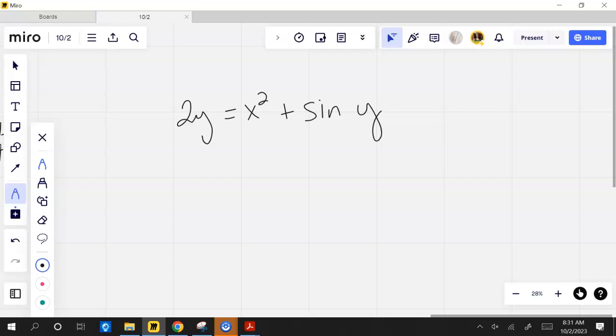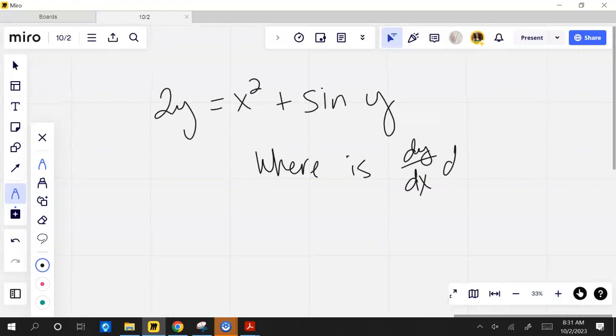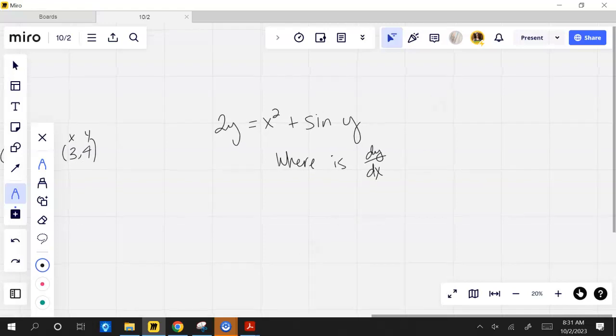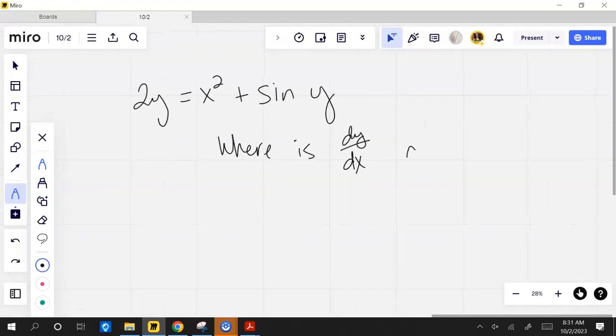Tell me everywhere that dy dx is defined here. Mark, set, go. Where is dy dx? This is more implicit differentiation. See if you can figure it out. Where is dy dx defined?